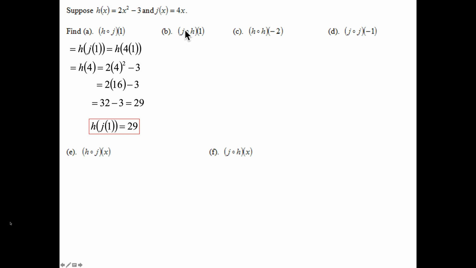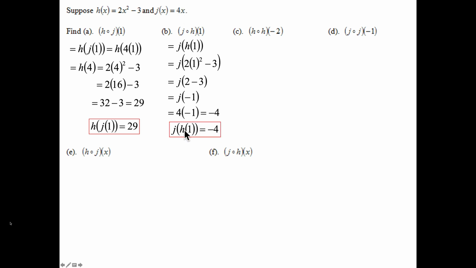All right, B, j of h of 1. Notice I switched the order of the functions. The reason I did that is let's see if we get the same answer. So this is j of h of 1. So now 1 goes into the h function first. So 1 squared is 1, times 2 is 2, minus 3 will be negative 1. Then we take the negative 1, we put it into the j function. 4 times negative 1 is negative 4. All right, wait a minute, we didn't get the same answer. And you shouldn't. That would only account for a very special case, which we'll talk about in a bit.